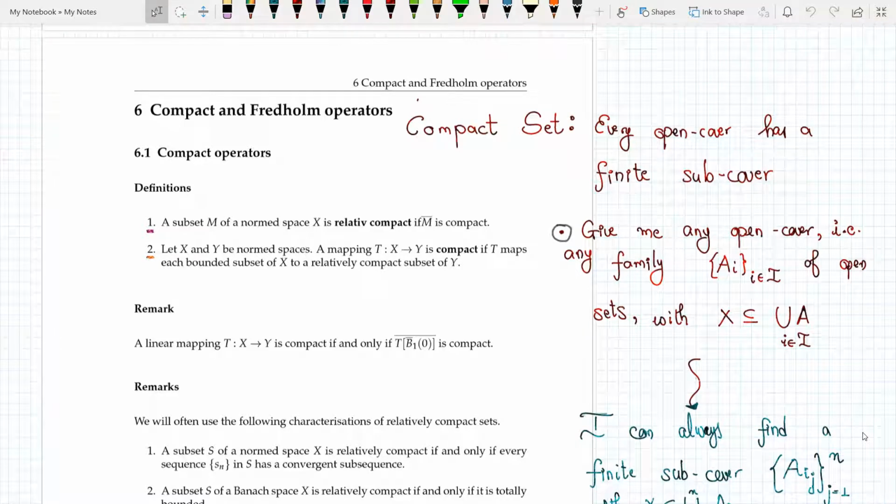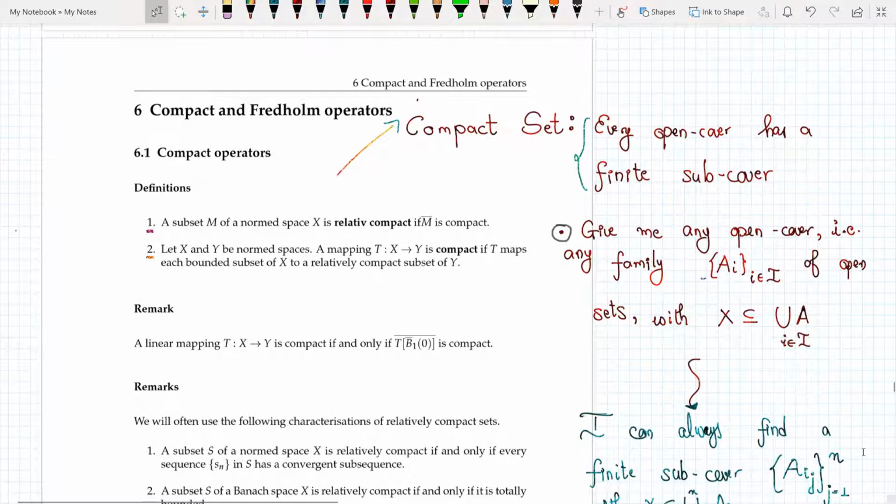So in the very first scenario, I would be discussing the definition of a compact set. So what do I mean by a compact set? How would I say the set is compact? I would say that every open cover has a finite subcover. So let us decode this statement now. This is the official statement. Now what does it mean?